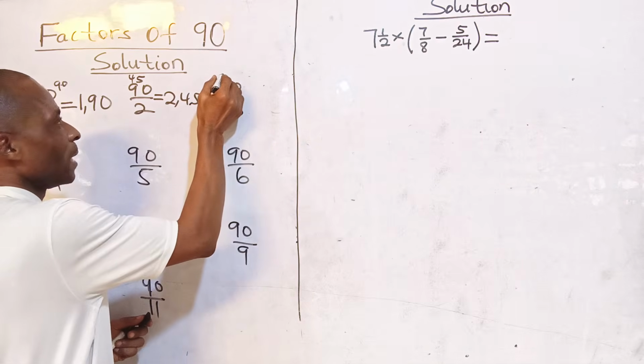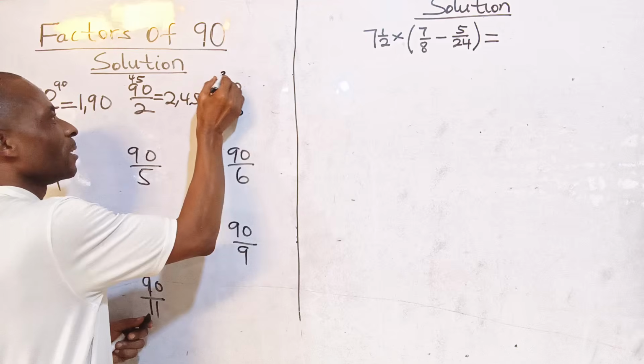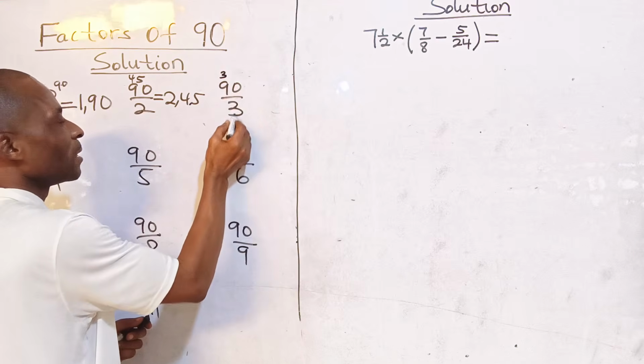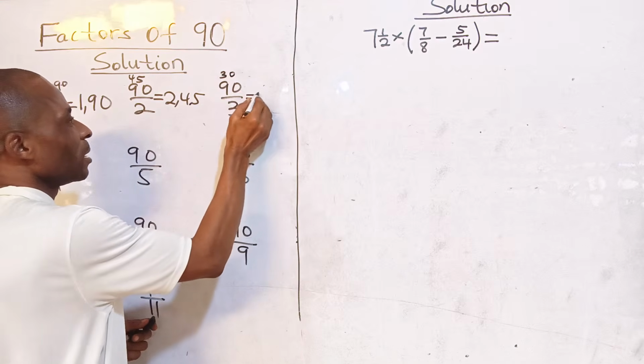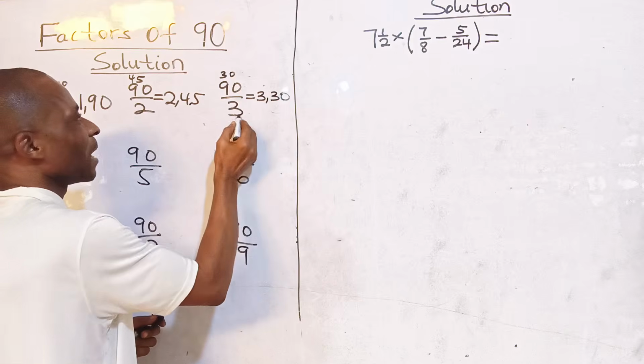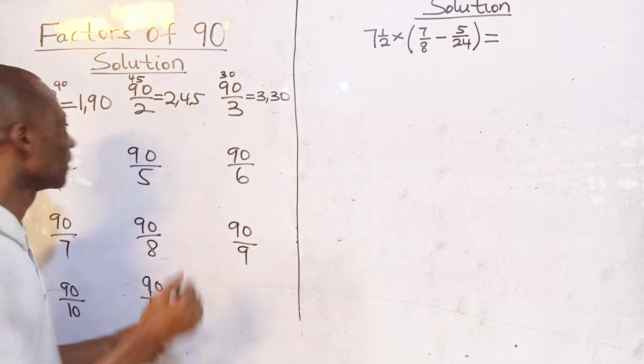3 people are going to share 90 oranges. 3 will divide 9, 3. There is no remainder. 3 will divide 0, 0. So we say 3 and 30 are factors of 90.